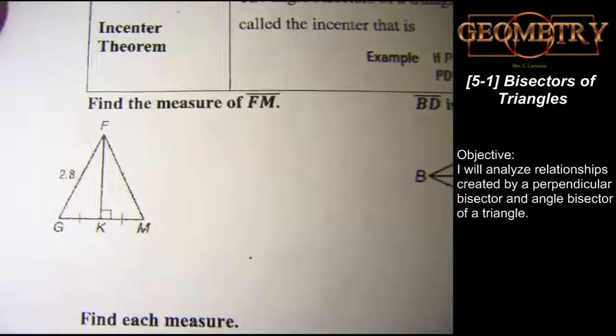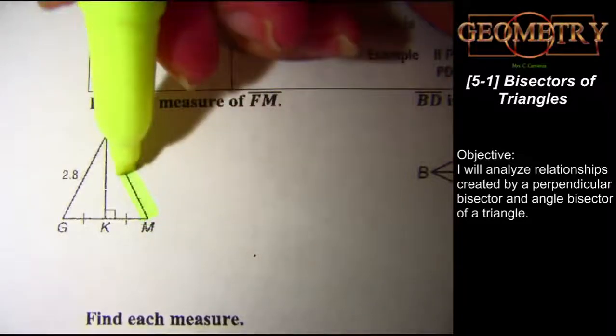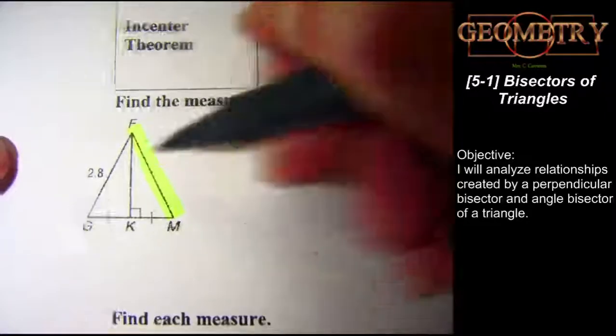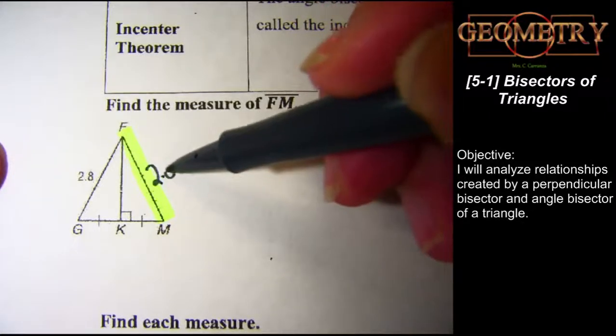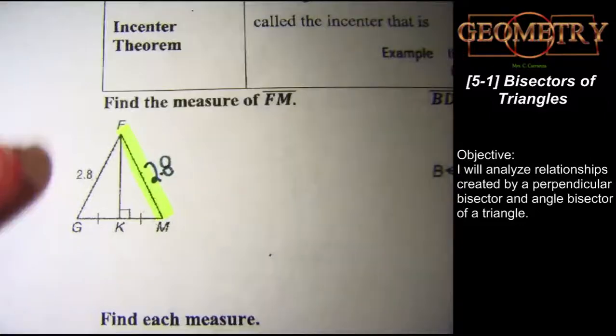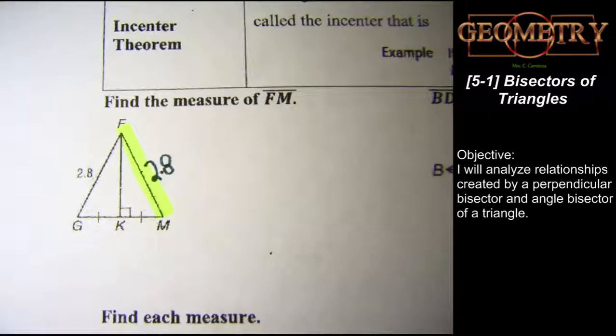Alrighty, so we're going to find the measure of FM. So here is segment FM. We're trying to find the measure of FM. What do you think? 2.8 because they're perpendicular bisection. He's saying that FM is also 2.8 like this side. And then he said, because perpendicular bisector. Yeah. Which segment is a perpendicular bisector?